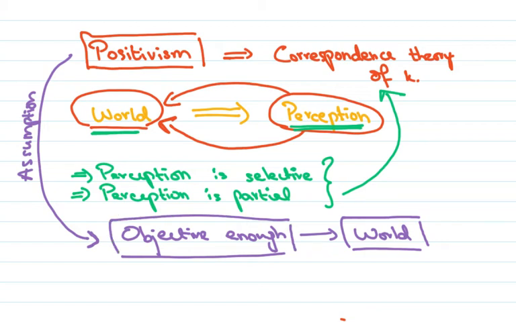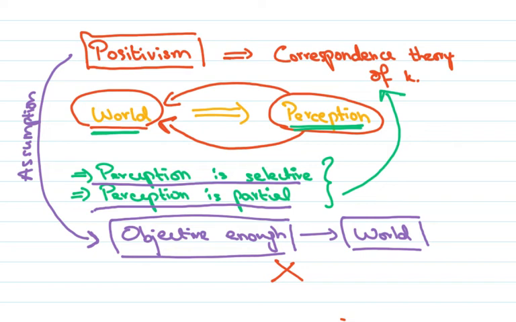And this is one of the reasons why there's such an emphasis on being objective in the science that we see today. But we have these problems: even if you're trying to be objective, perception is selective, and perception is partial. So even this assumption doesn't really hold. So this is basically the epistemology of positivism.